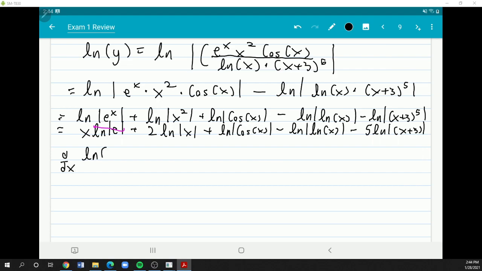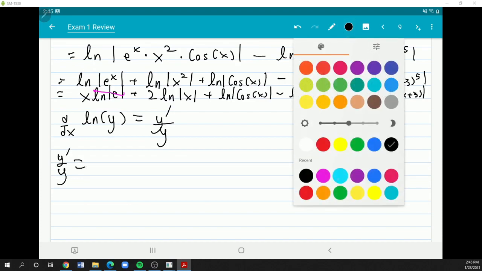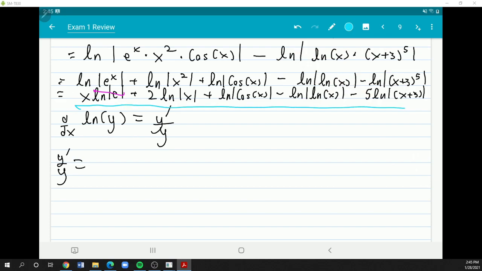So now d dx of log of y is equal to y prime over y. Why is that? Derivative of log of y would be 1 over y, but y is a function of x, so we need the chain rule. So that gives us multiplied by y prime. So y prime over y. And now we're going to differentiate everything on this line.